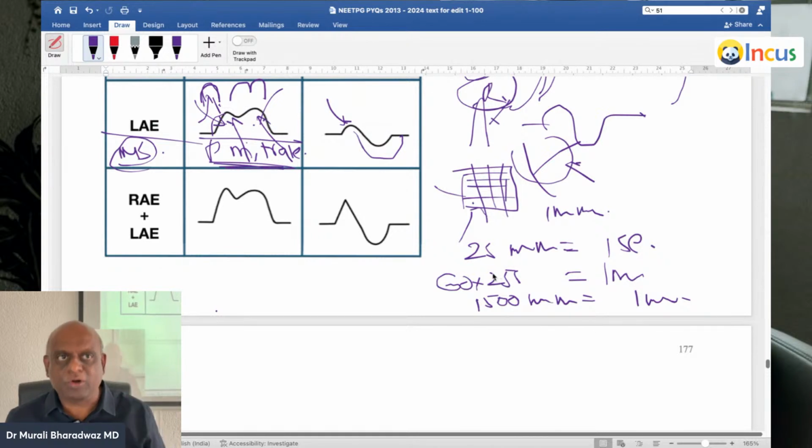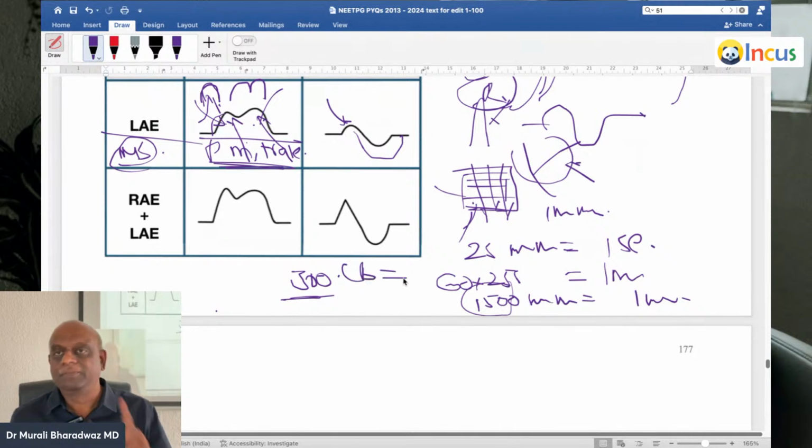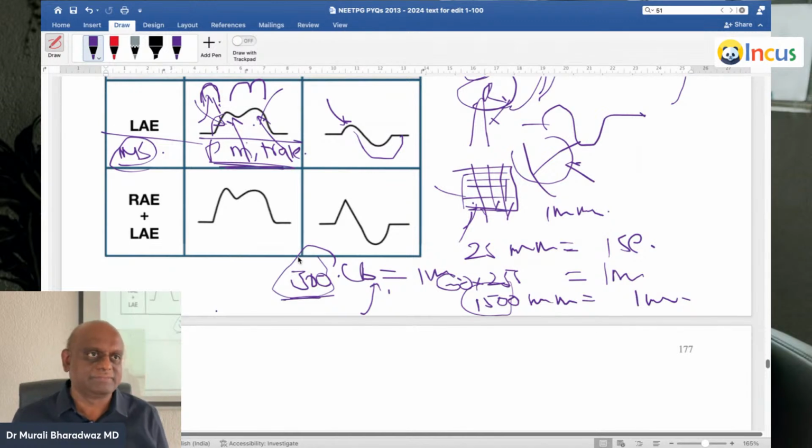But if you take large boxes into consideration, since 5 small boxes make one large box, the width is 5 mm. So 1500 divided by 5 is 300 large boxes that will make 1 minute. Hence if you are using the large box criteria, the numerator becomes 300.